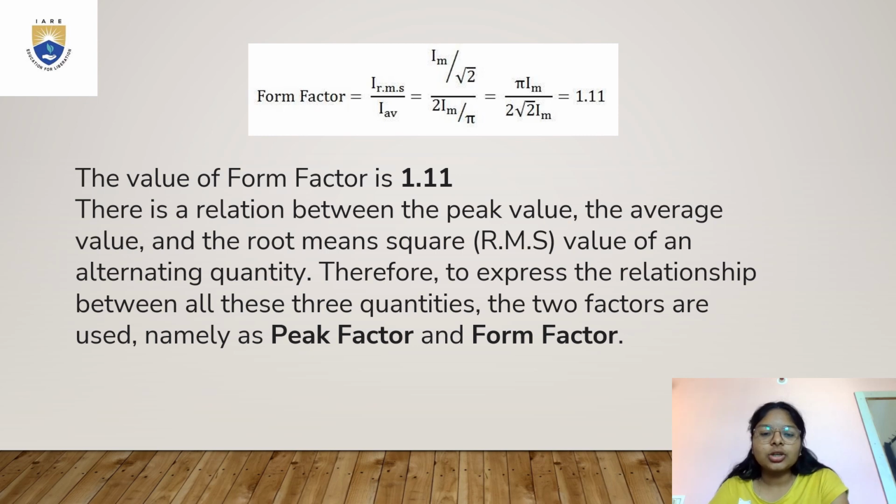There is a relation between the peak value, the average value, and the root mean square value of an alternating quantity. Therefore, to express the relationship between all those three quantities, two factors are used, namely peak factor and form factor.